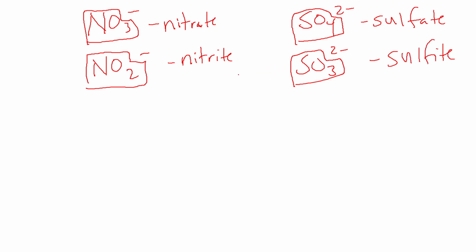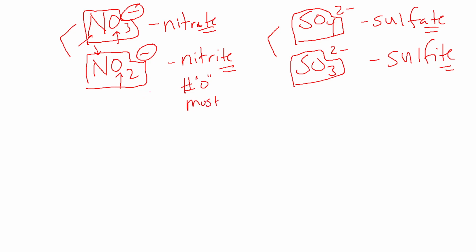Sulfite. In a grouping of 2 polyatomic ions that are related to each other, the one with the most oxygens will end in ATE. The one with the least number of oxygens will end in ITE. There is no other difference between these 2 polyatomic ions. This guy has 1 nitrogen, 1 nitrogen. It has a -1 charge, -1 charge. Difference is the number of oxygens. So typically the one with the most oxygens will end in ATE. The one with the least number of oxygens will end in ITE.